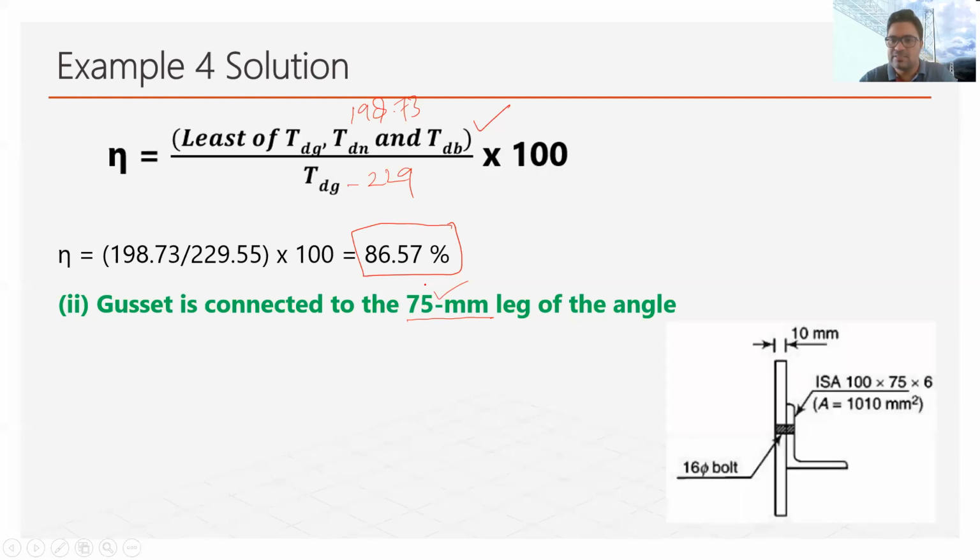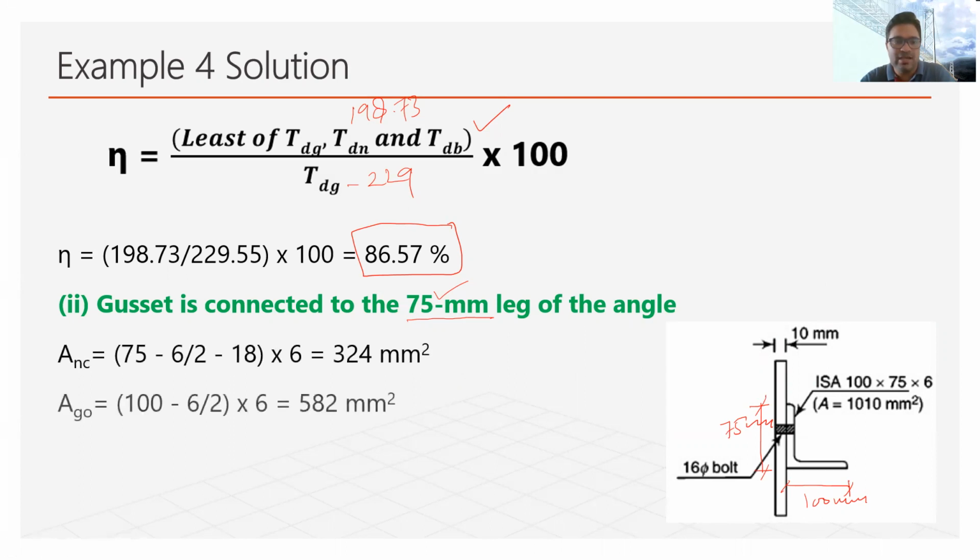So in this case, now we will consider that this leg which is connected is 75, and this leg which is not connected, which is called the outstanding leg, will be 100. It was reversed in the first case. Now in the second case, it is reversed. So now ANC and AGO we will calculate in the same manner.